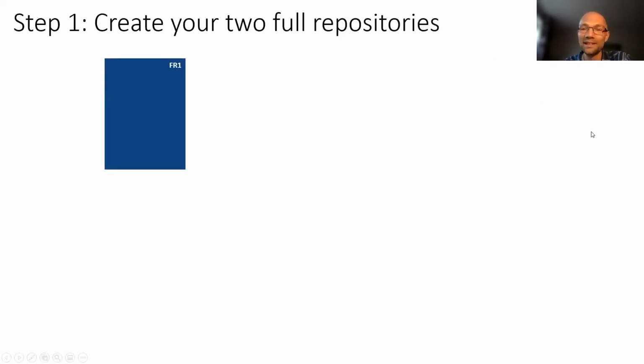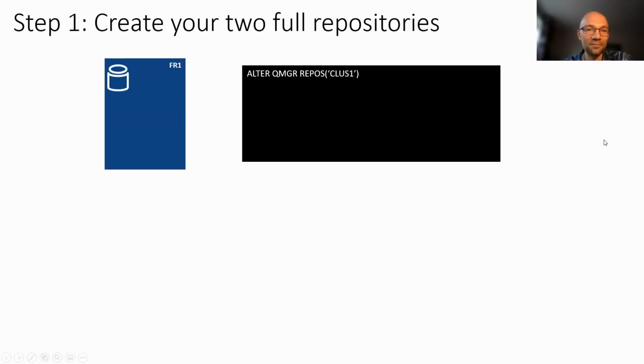So let's look in a bit more detail at how you actually define the queue managers and all the other components that are part of the cluster. First step, as I mentioned, is to create your two full repositories. The commands that you would use to do that: first of all, you issue the ALTER QMGR command to tell that queue manager that it is a repository for this cluster called cluster1. And then you need to define a cluster receiver channel for that queue manager. You'll need to define a cluster receiver channel for each queue manager that's in the cluster.